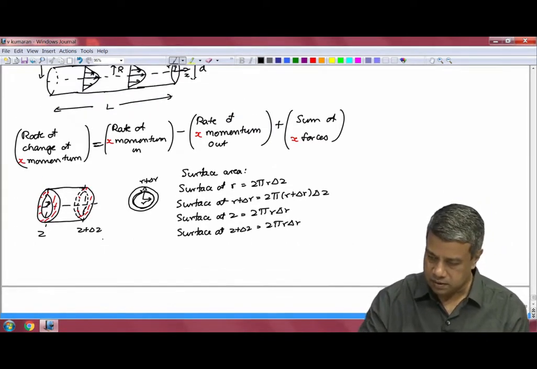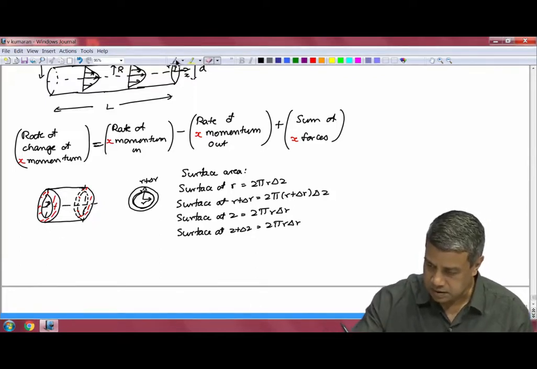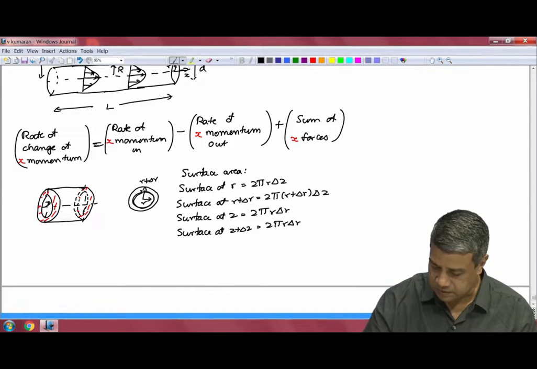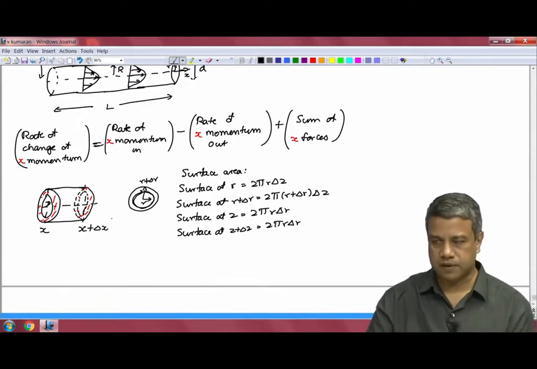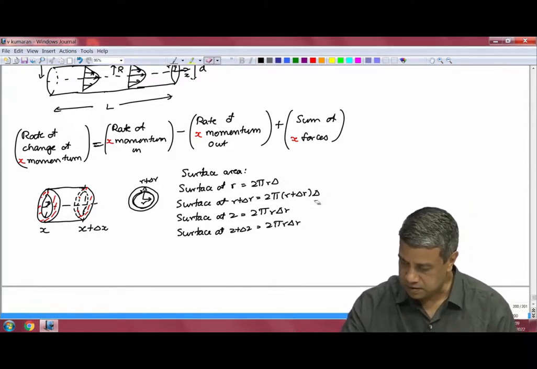Kindly note a change in notation. I should have used x here because I have used x for the axial direction. Therefore, I will use x in this case and convert all of these z's into x's.